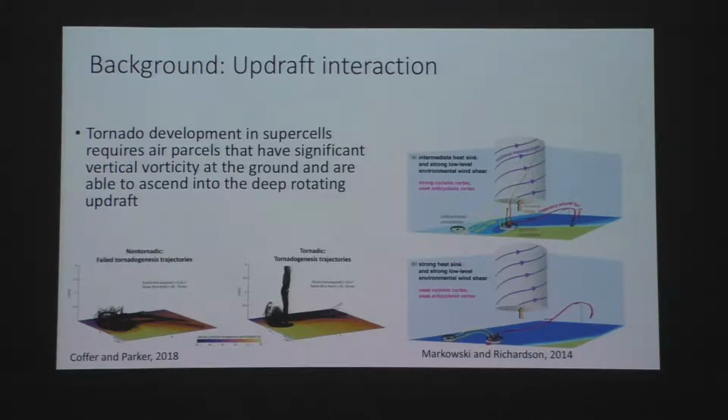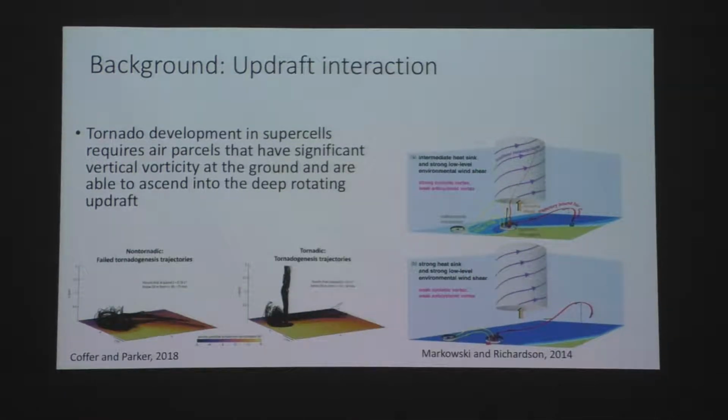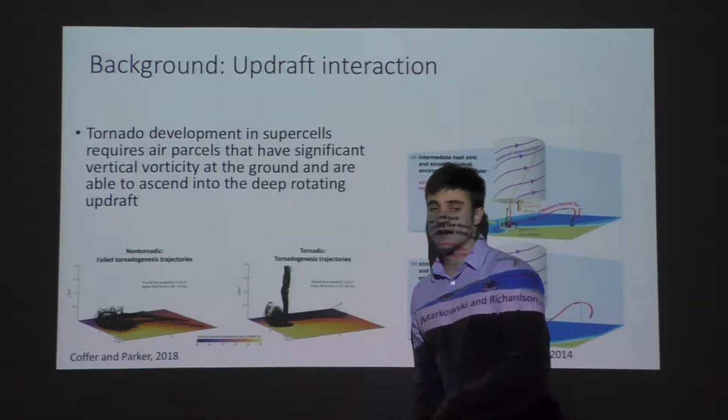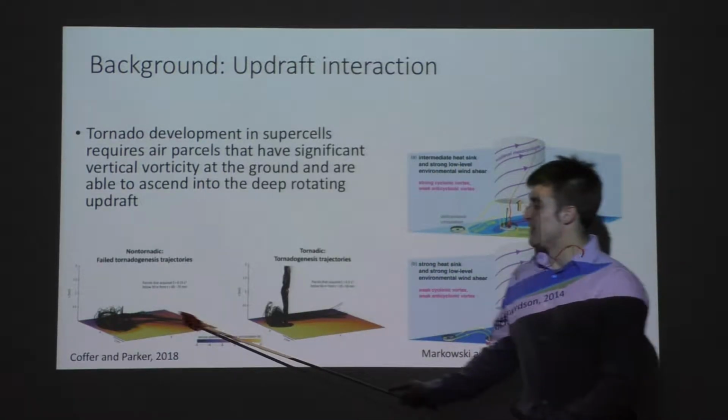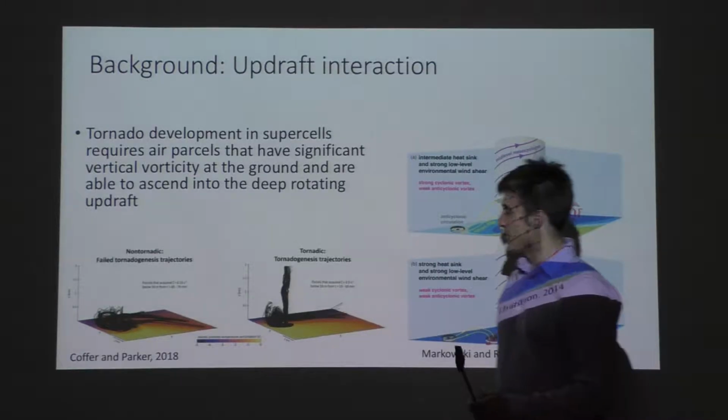So we talked about the fact that for tornadoes to form, there needs to be an interaction between the storm's rotating updraft aloft and the vorticity that was produced by either the baroclinic or the barotropic mechanisms in the cold pool regions. On the left here, we can see from Coffer and Parker, who ran similar simulations to the ones that we'll be presenting here today. They ran a bunch of trajectories through the cold pools into the region where the vertical vorticity was most intense. And they found that none of them really ascended much above 500 meters and no more than 1 kilometer above the ground during their life cycle.